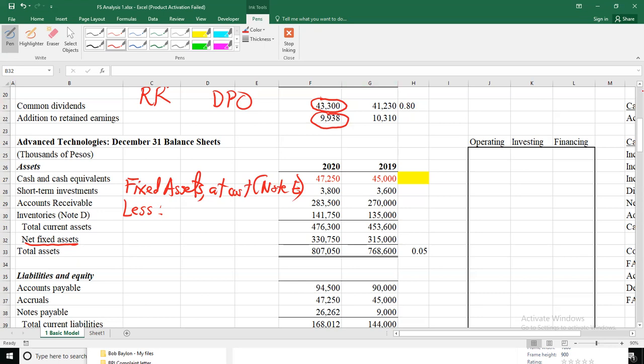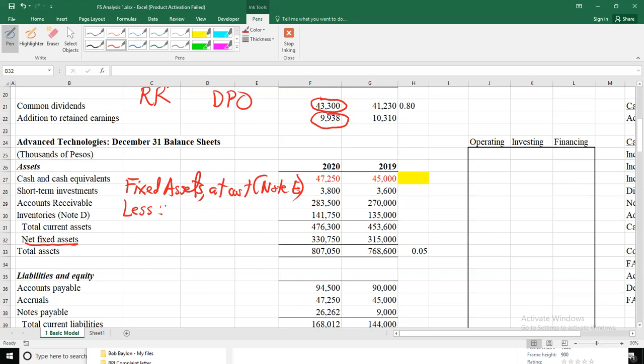Anyone? What do we subtract? Yes, thank you, Mark. You're correct. We subtract accumulated depreciation. Okay, not depreciation, guys, ha? Kasi ang depreciation, expense yun, and it will not enter the balance sheet. Yung accumulated depreciation, yun ang papasok sa balance sheet.